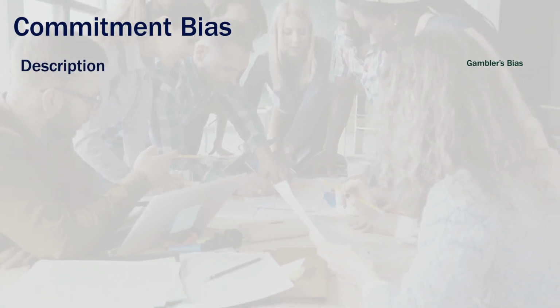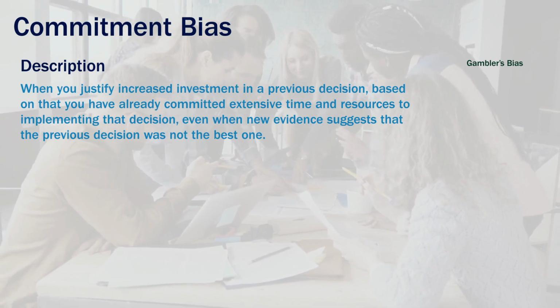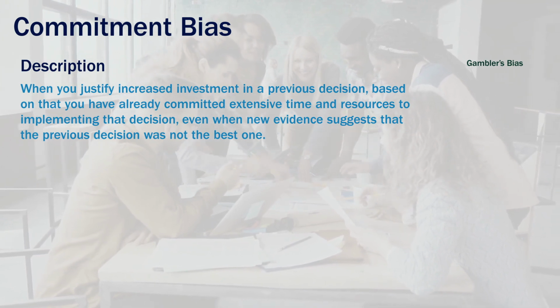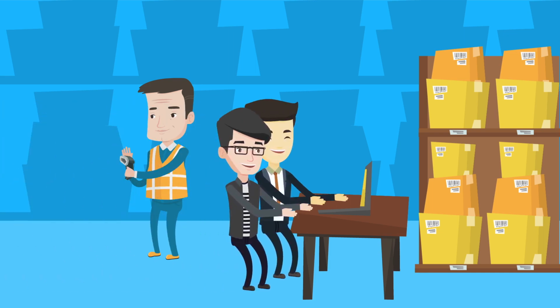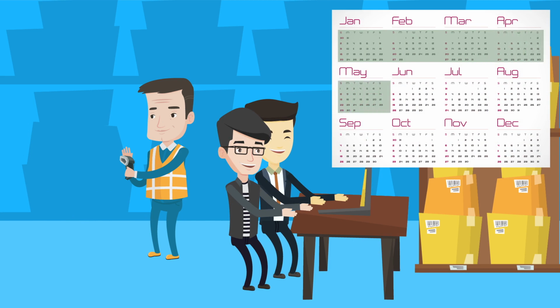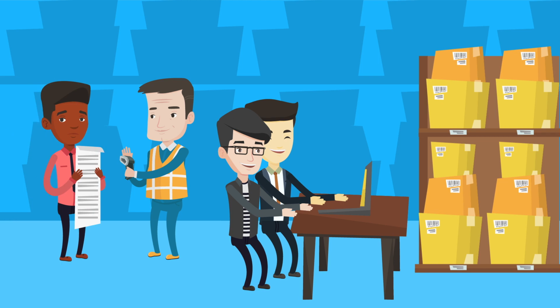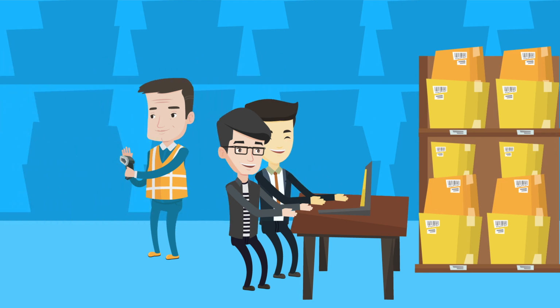Commitment bias. Description: when you justify increased investment in a previous decision based on that you have already committed extensive time and resources to implementing that decision, even when new evidence suggests that the previous decision was not the best one. Example: you decide on purchasing new software for your logistics company. You pay consultants to install it and spend 6 months training employees on the new system. After the 6 months, it is clear that another competing software in that time has evolved to become the industry standard at lower costs. Even though numbers from your financial officers show you would actually be substantially better off money-wise in a year by switching to the other software, you stick with your previous choice because of the money and effort you already invested in consultants and staff training.